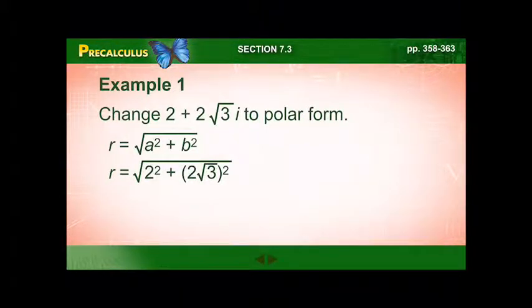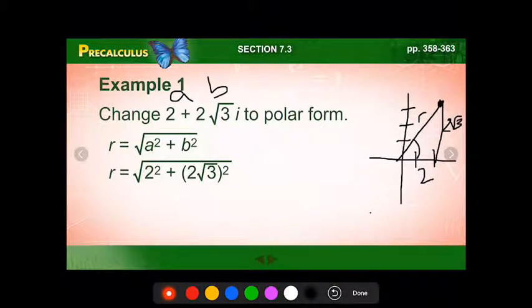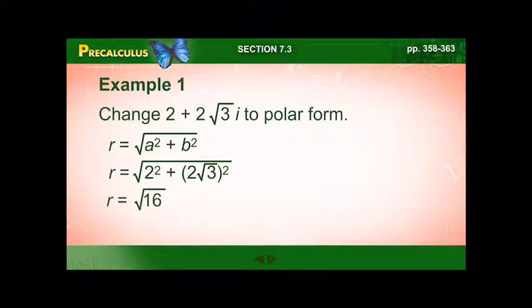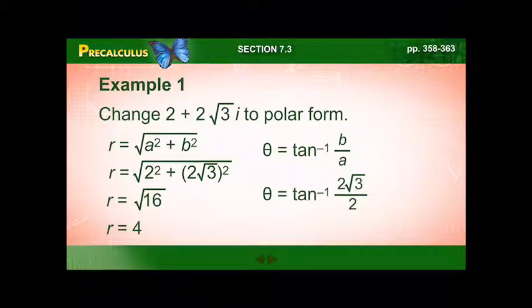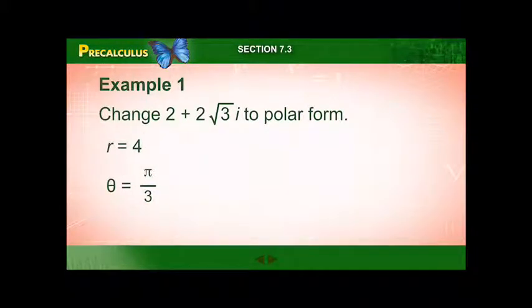So they go through all this, and they continue on solving this by substituting all the pieces in. They get 16, so r is apparently 4. Then they use your theta formula you have written down. Again, don't get confused. It's really just this piece right here. You have the adjacent and you have the opposite, so that's going to be tangent. So tangent of 2 square roots of 3 over 2. You plug all that in your calculator. Here they display it for you, and you get that it's equal to pi over 3. So writing this in polar form, r was equal to 4, theta was equal to pi over 3.